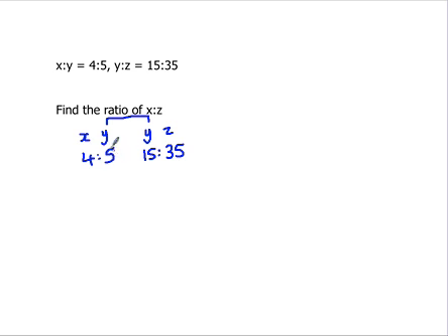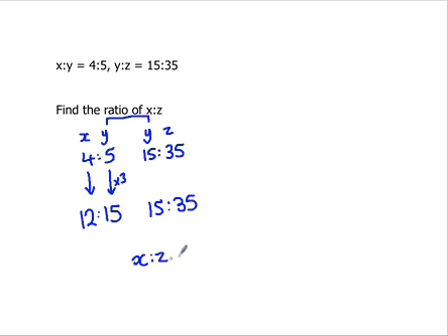So what I can do here is turn this 5 into 15, because then I'll be allowed to make a direct comparison between x and z. To do that, I would just multiply by 3. So I'd get 12 to 15. And I've still got this 15 to 35 over here. So if x to y is 12 to 15, and that same 15 is worth 35 of z, then it must be true that x to z equals 12 to 35.